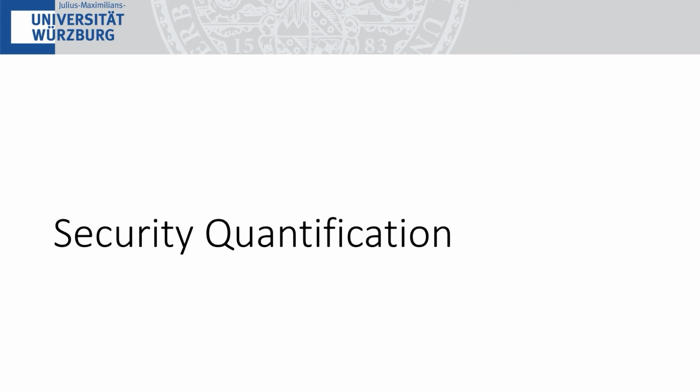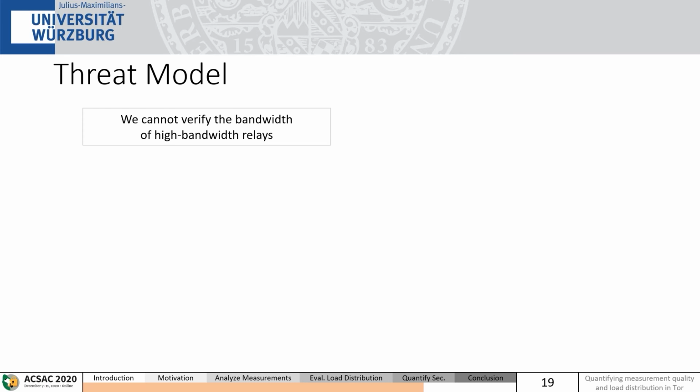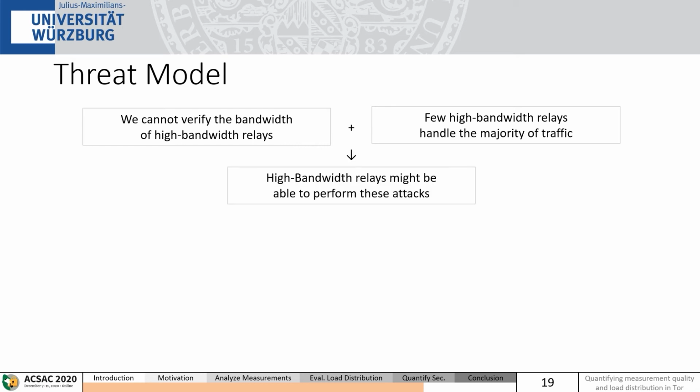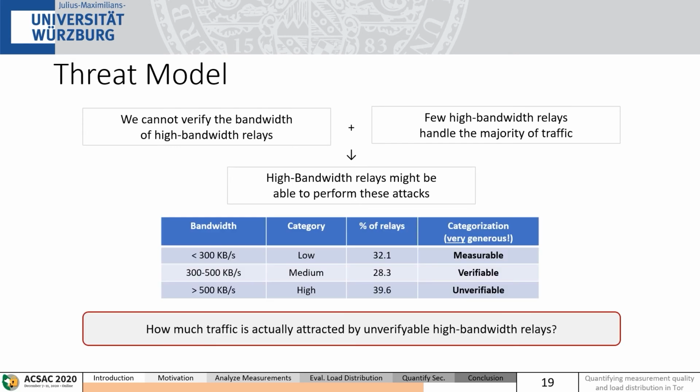In this last section, we want to merge the results of the first two analyses. From the first analysis, we got to know that we cannot verify the bandwidth of high bandwidth relays. In the second analysis, we figured that only a small fraction of high bandwidth relays are responsible for handling the majority of traffic. In this analysis, we want to quantify exactly how much of Tor's traffic is assigned to entities that we cannot verify by measurements.